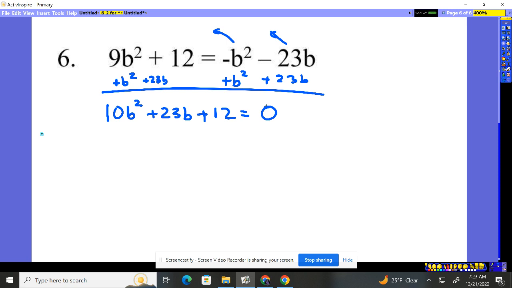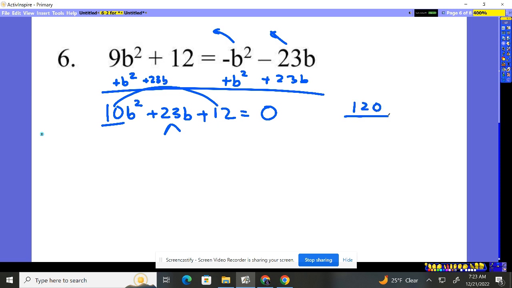We now need to factor this trinomial. It has a value in front of 10, so we're going to use the busting b method. We're going to break that 23b up into maybe a 20b plus 3b, or maybe a 22b plus 1b. We're going to figure it out. So how do we do that? We multiply the a value times the c value and get 120.